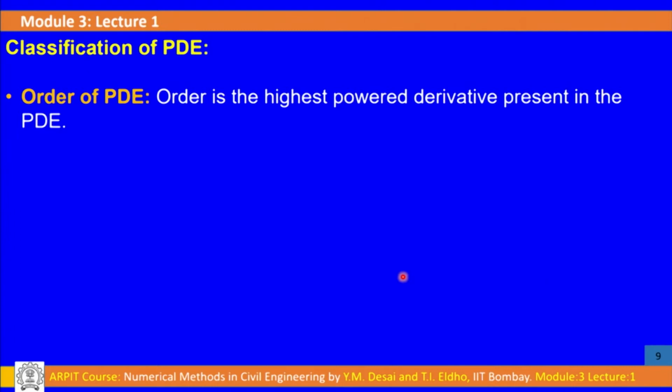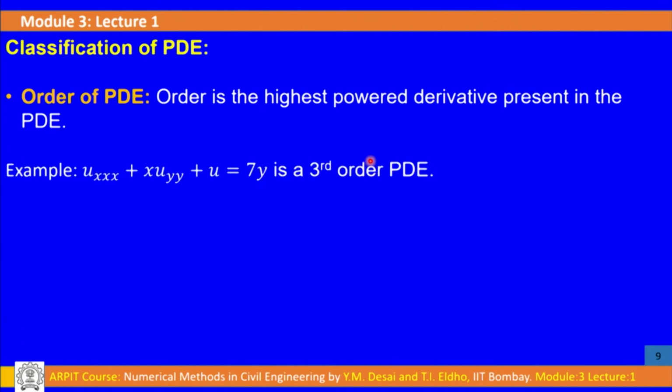Let us talk about various terminology that we commonly use to describe a given differential equation. The order of a differential equation is the highest order derivative present in it. For example, in del cube u by del x cube plus x del square u by del y square plus u equal to 7y, the highest order derivative is 3.